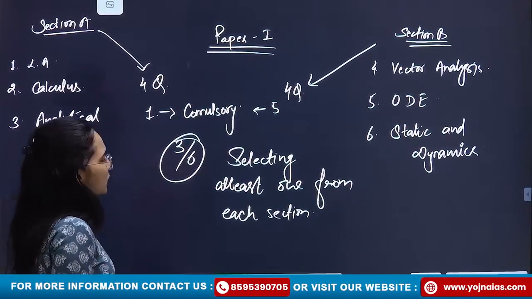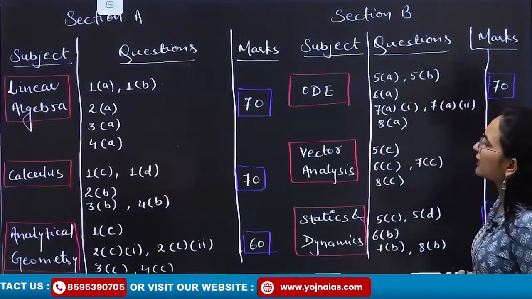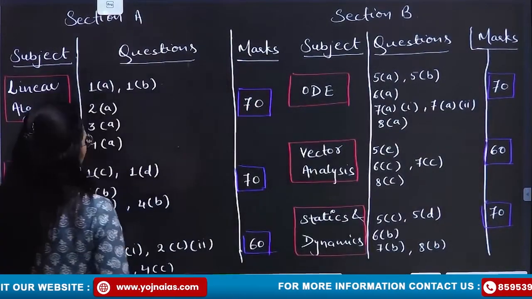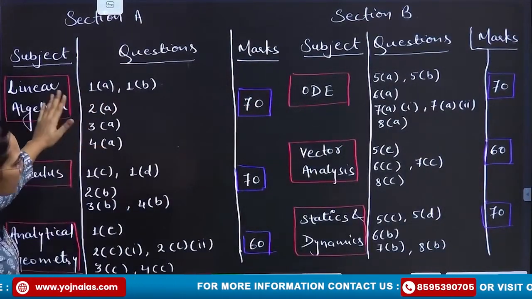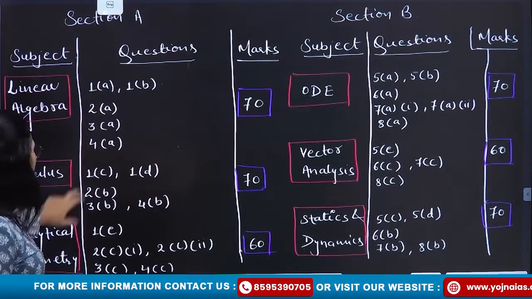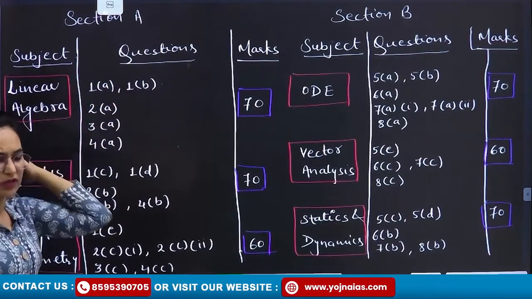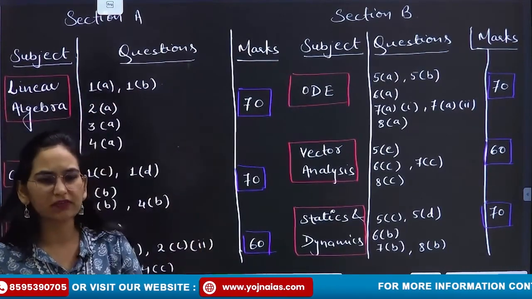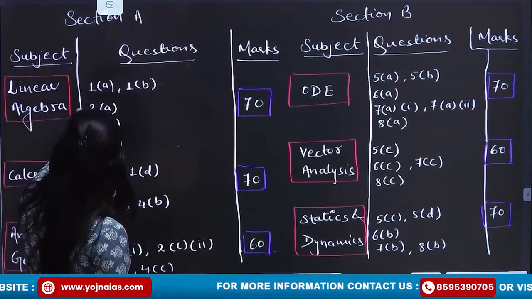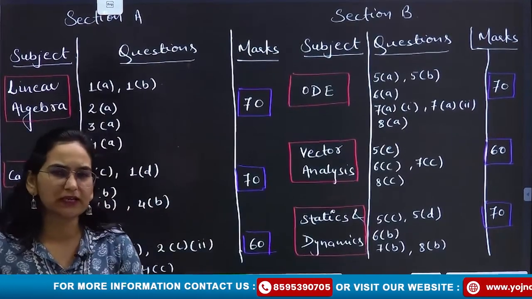And then there were the marks distributed. The marks were distributed very evenly this year, in terms of questions and marks unit-wise. So from linear algebra we saw questions in 1A, 1B. In the first question that was compulsory, there were 2 parts from linear algebra, and then every question, that is second, third and fourth, consists of 1 part from linear algebra.